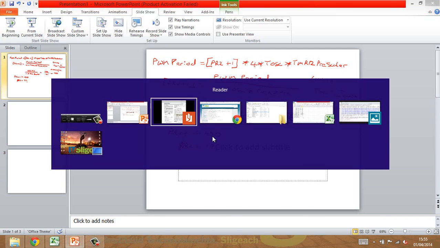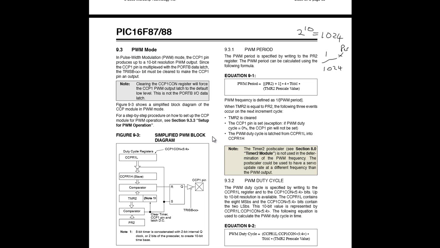And I'll go back to the document. We can see that down here we have the equation for the PWM duty cycle, and we're given some values for registers: CCPR1L, CCP1CON 5 and 4.